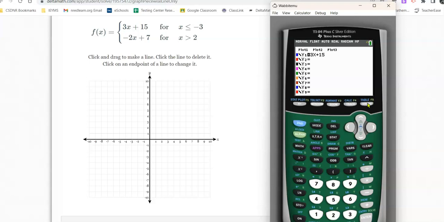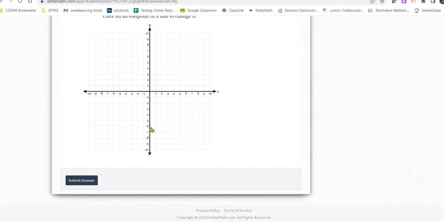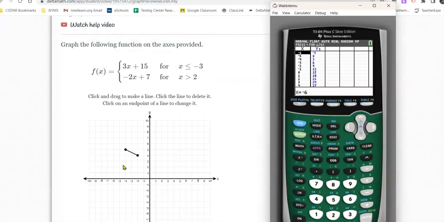When I look at my table, I'm only going to plot from this number. I have to start at -3. So -3, 6. Click the line to delete it. There we go. Okay, so I have -3, 6, so that's up here. Then I need to hold my mouse down and click to another point. I'll do -6, -3. There's my 2 points.